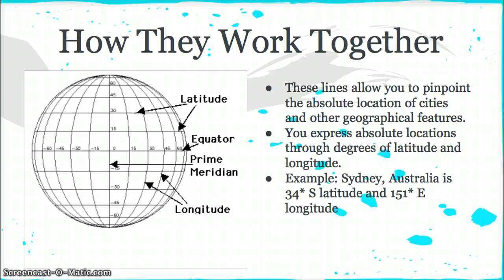All right, how do they work together? These lines allow you to pinpoint absolute locations of cities and other geographical features, and we talked about absolute locations in the previous video for Geography Handbook. You express absolute locations through degrees of latitude and longitude. Example, Sydney, Australia is 34 degrees south latitude and 151 degrees east longitude. So by having those two degree points, you can find exactly where Sydney, Australia is in the world.